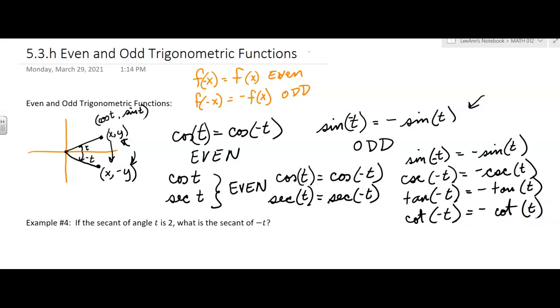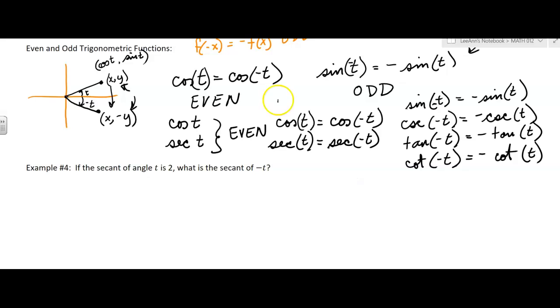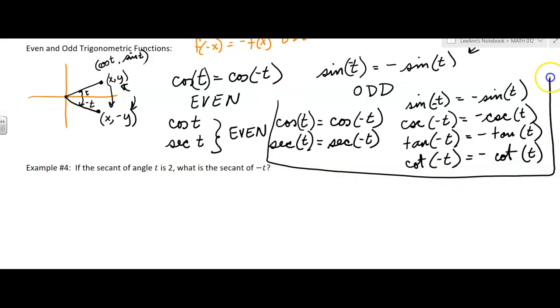So in other words, if you have a negative angle that you're trying to find a trig function for, depending on if it's even or if it's odd, you can change it so that it's in terms of the trig function of a positive angle. Okay? You can draw that out with all the functions. The book doesn't do that. I wasn't going to either. But this has to do with even and odd properties of the trig functions.